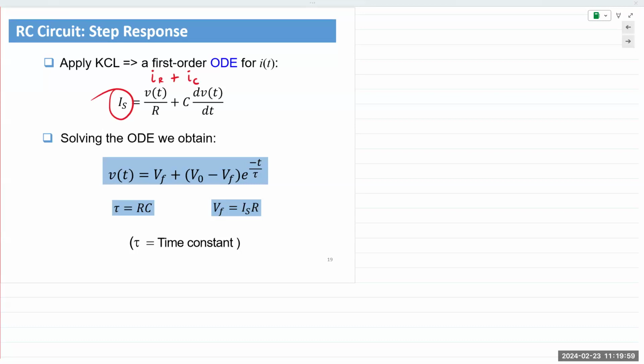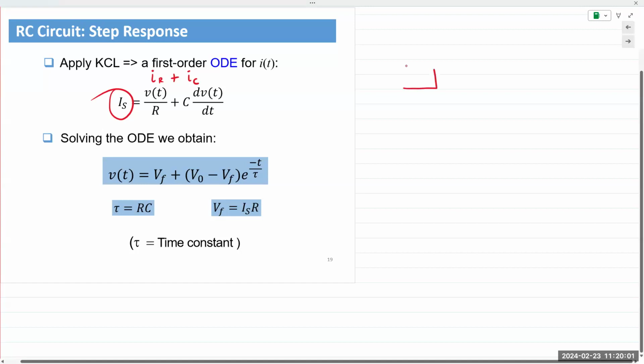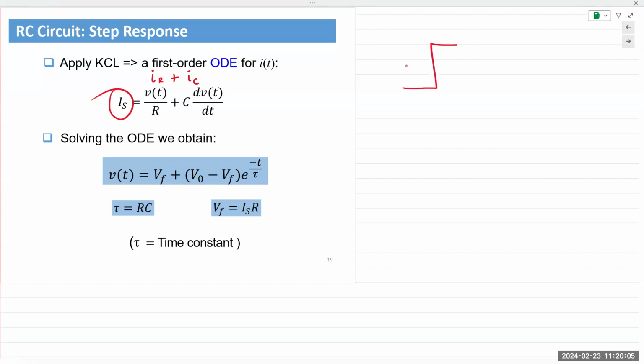Oftentimes in circuits, there is a switching action, and that switching action causes an input voltage or current to be applied in the form of a step, and so it's a step response. So, we call it forced or natural. I prefer not to use the word forced. It has sinister connotations, and so I try to avoid using that.